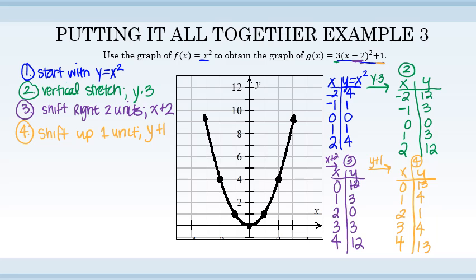So let's graph it. I'm going to actually graph it a little bit of a darker color. We'll do red. So at 0, I'm at 13. At 1, I'm up at 4. At 2, I'm at 1. At 3, I'm up at 4. And then at 4, I'm up at 13. And there we go.